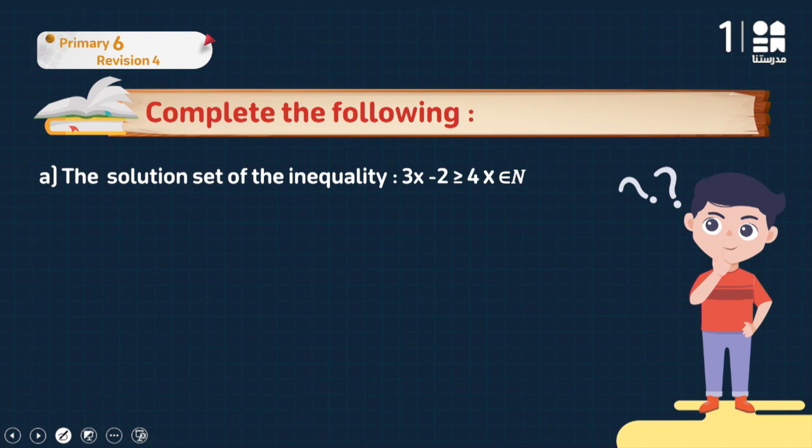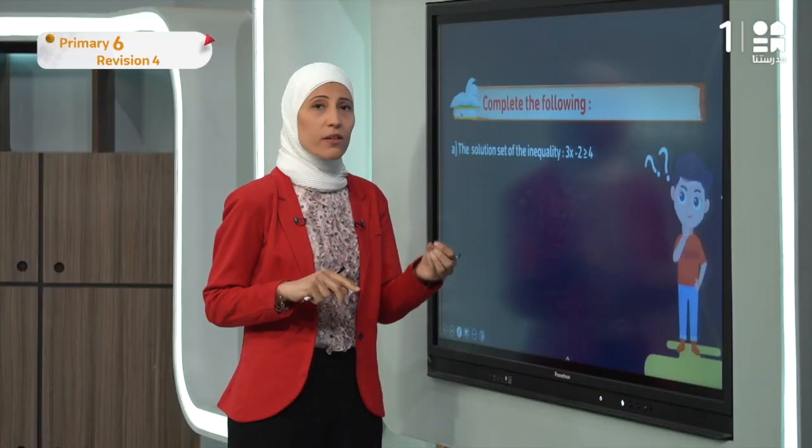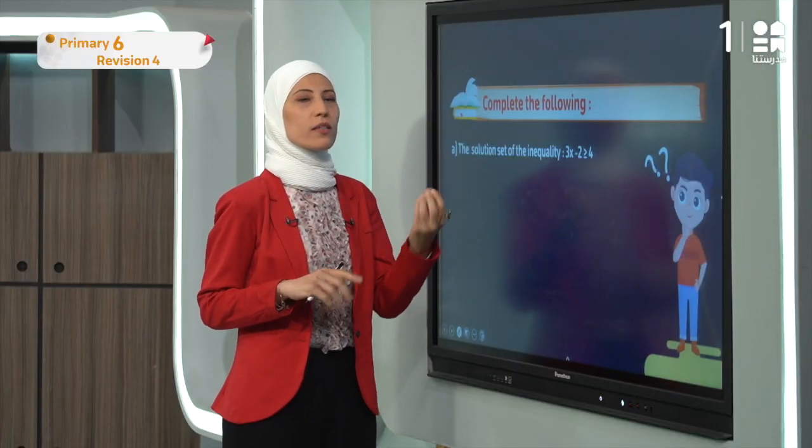طيب تعالوا ناخد exercise تاني بيقول لي complete the following. The solution set of the inequality 3x minus 2 greater than or equal 4. How are we going to write the solution set? First of all, I am going to answer my inequality in the very normal way, then finding the value of x to write the solution set.